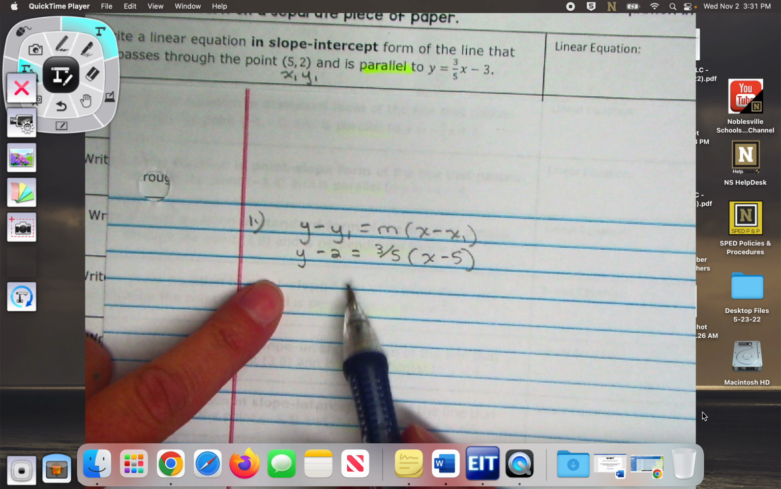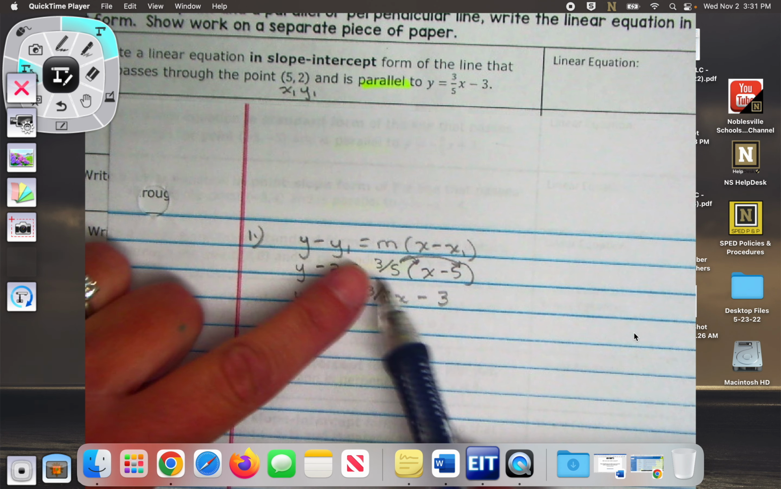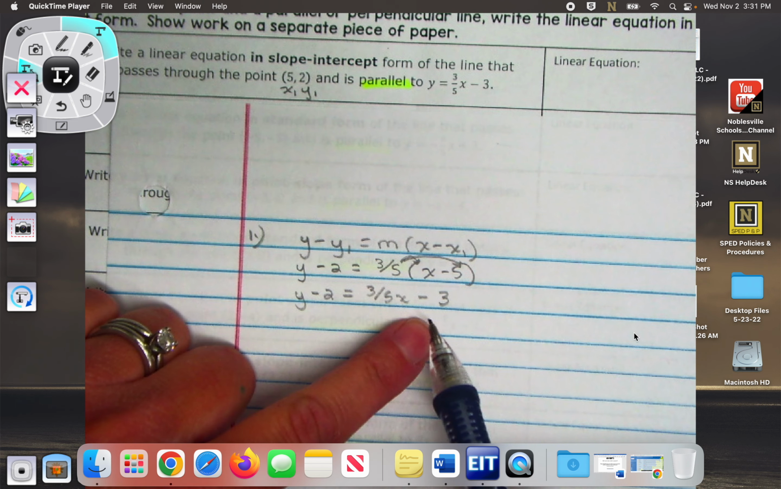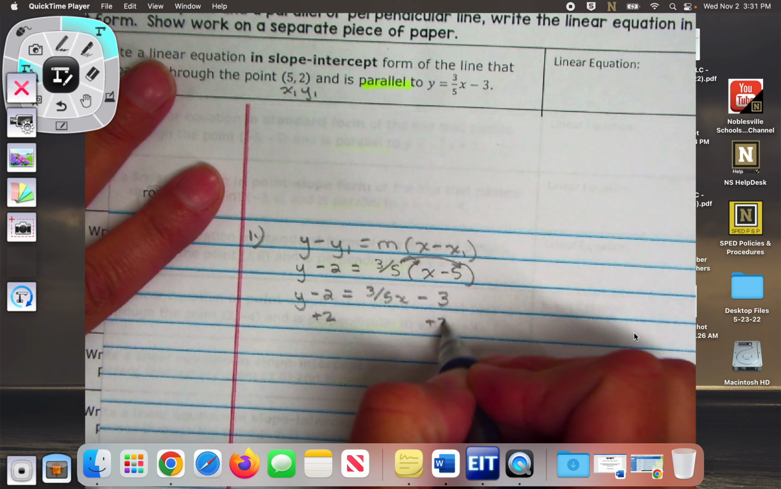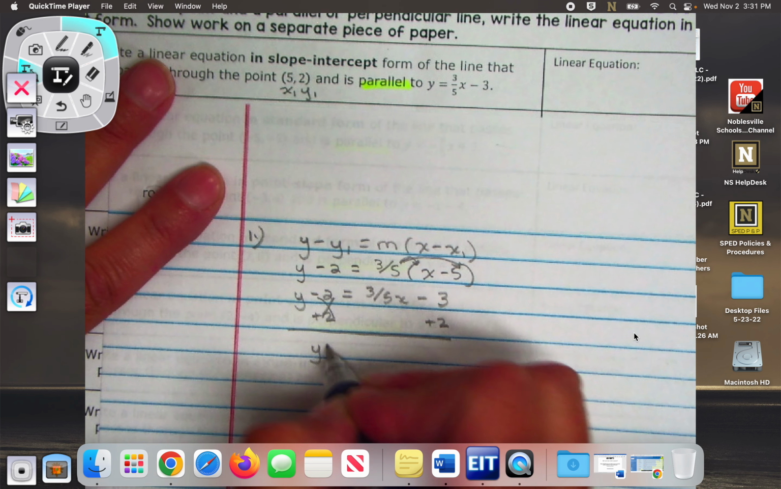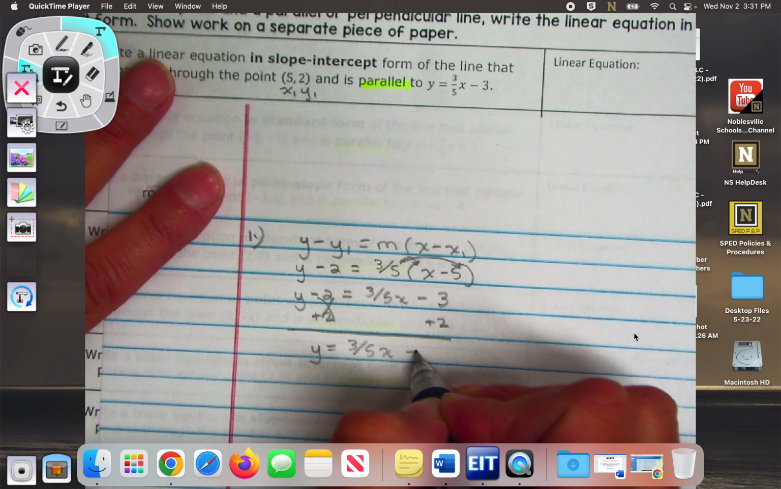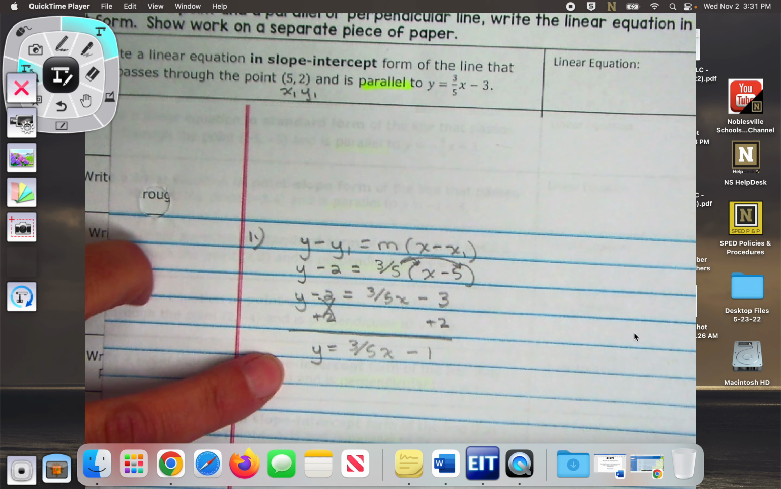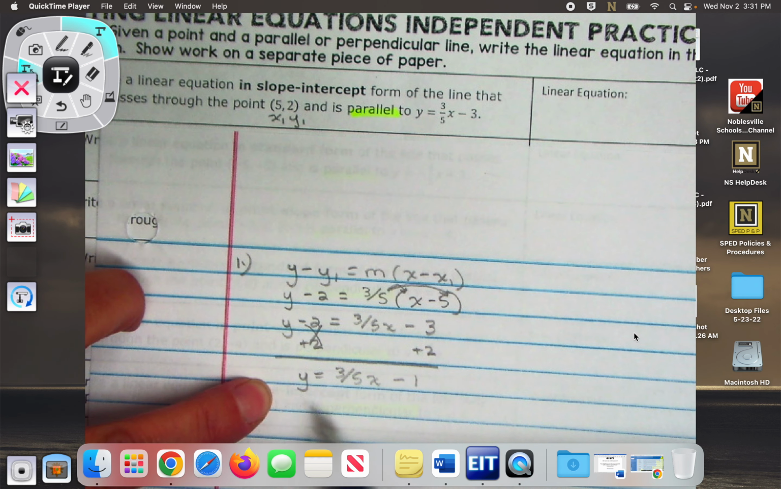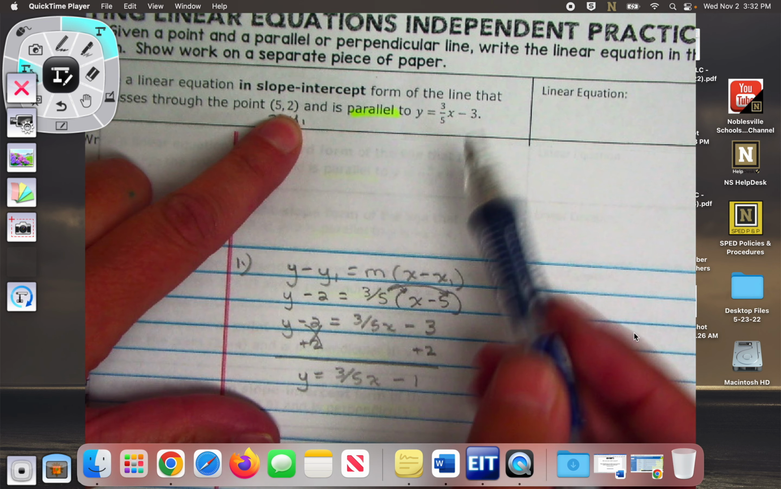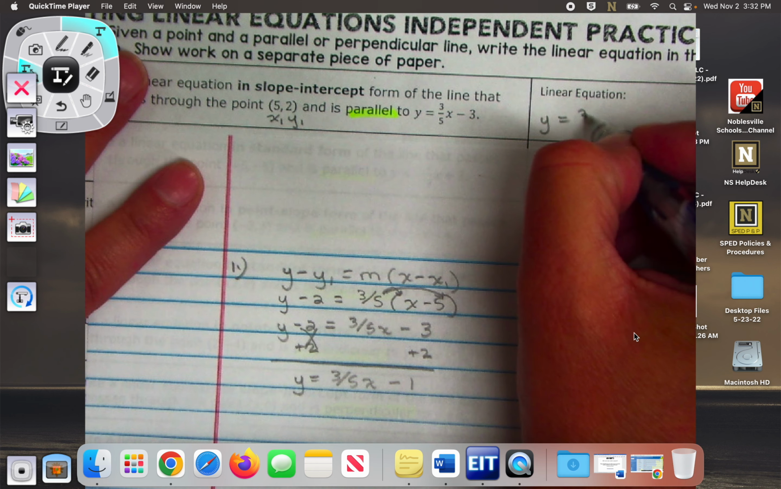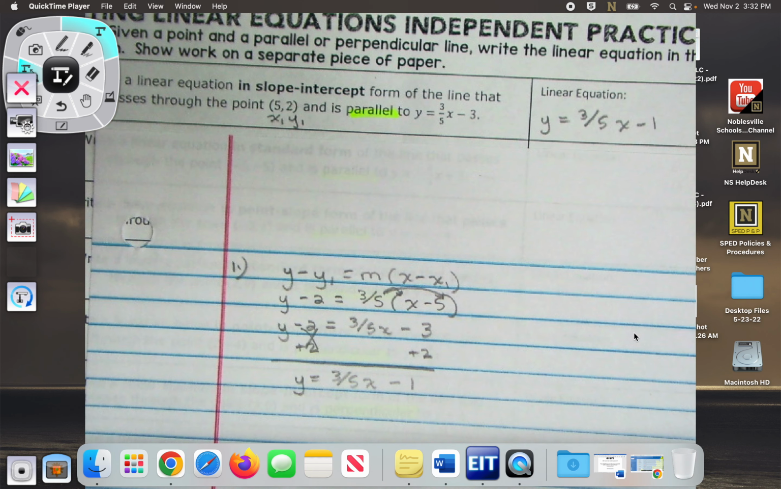Y minus 2 equals 3/5 x minus 3, right? 3/5 of 5 is 3. You could always use your calculator, or you could multiply the numerators: 3 times 5 is 15, divided by 5 gives me the 3. And then I add the 2 to both sides. Now I have y equals 3/5 x minus 1. And that is a linear equation that would go through this point and is parallel to this line. And that would be my answer to number 1.